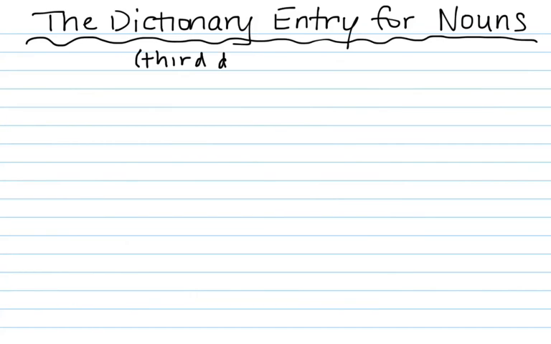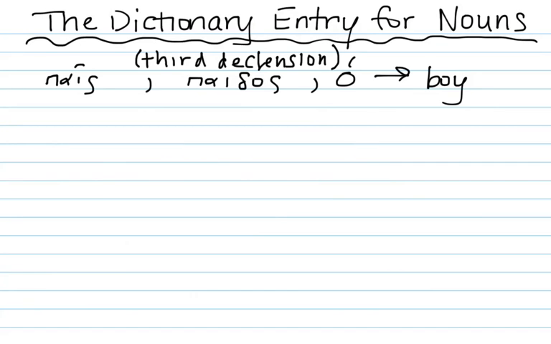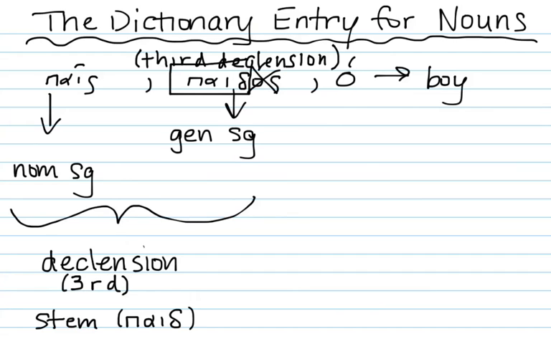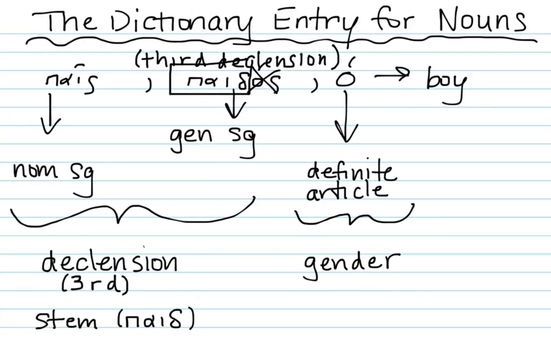Now, if we look at an example third declension noun, we'll use pais, paidos, ho, which means boy. Again, the first part is the nominative singular and the second part is the genitive singular, and together that tells you what the declension is. Now it becomes more important than before to have both of these parts because you can only get the stem from the genitive singular. In this case, the stem is paid. Then, like before, the definite article tells you the gender, and in this case, that's still masculine.